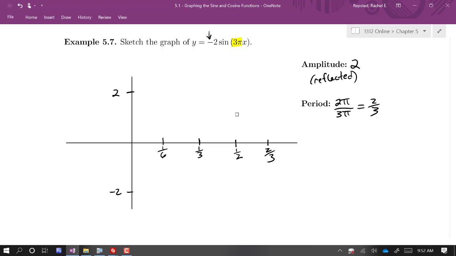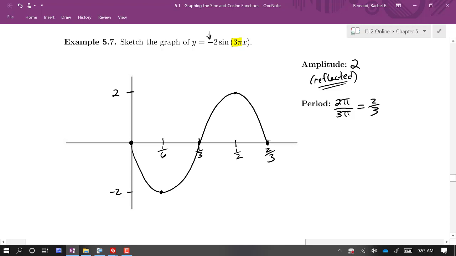And now what I'm going to do is just fit the behavior of the sine function in here. I know that sine starts at 0, and it's reflected. So sine x starts at 0 and it goes up to its peak. But if it's reflected, it's going to start at 0 and then move down. So at 1/6, it's at its minimum. At 1/3, it's back to 0. At 1/2, it's at its peak, at its maximum. At 2/3, back to 0. And there's the graph of -2 times sine of 3 pi x.